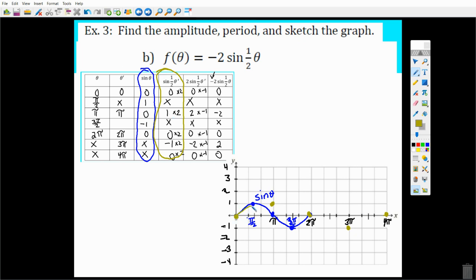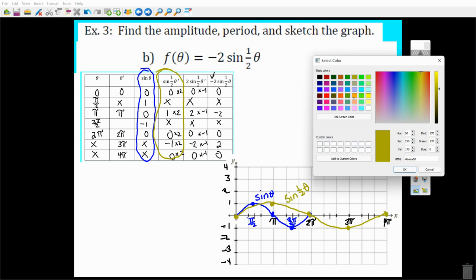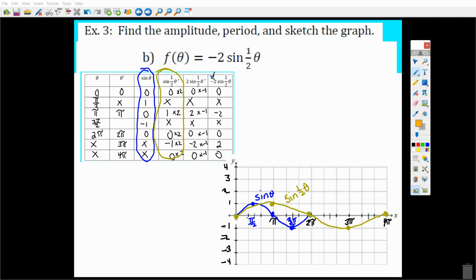And notice this looks exactly like the regular sine graph that we do, but again, it's horizontally stretched between 0 and 4 pi. So that one is going to be the sine of 1/2 theta. The next color I'll use is, I guess, an orange color. I don't know if that'll be prominent enough, but we'll try it out. So this one's going to be orange.